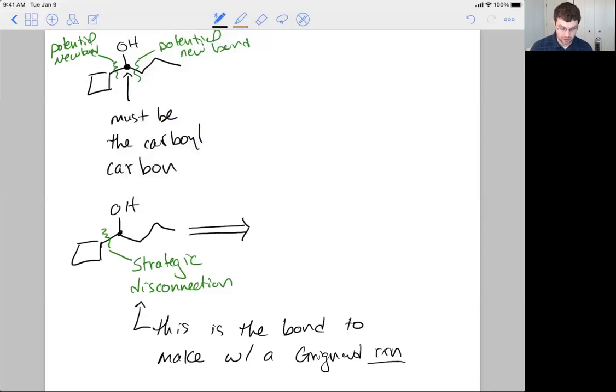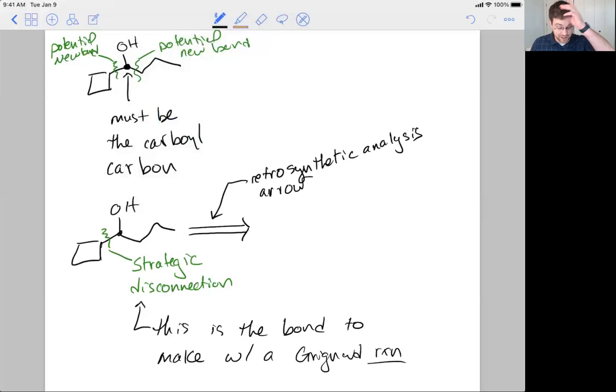Now first of all, what I'm introducing is this double-lined, single-headed arrow. This is called a retrosynthetic analysis arrow. Lots of arrows, I get it. This is the field we live in. I mean, this is organic chemistry. A lot of curly arrows, reaction arrows, equilibrium arrows, resonance arrows.